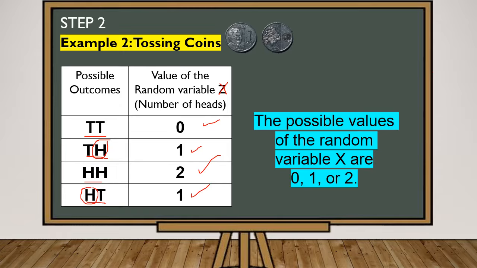What does it mean? So what does it mean when we have values of a random variable 0, 1, or 2? Meaning, when you toss two coins, it's either you will get 0 heads, no head at all, meaning tail, tail, or you will get 1 head, either tail, head, or head, tail, or 2 heads, which is head, head. So that is what the possible values mean. I hope that it's clear to you.